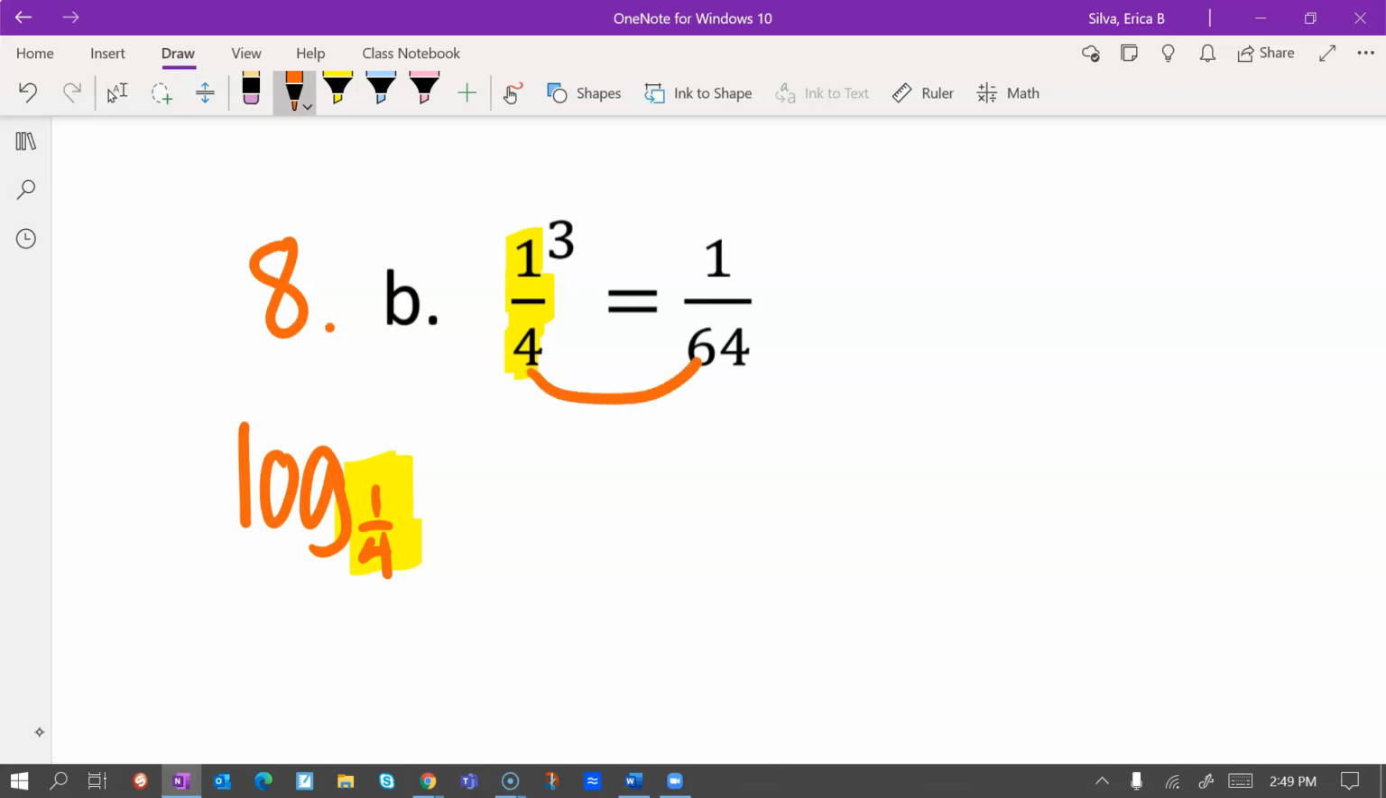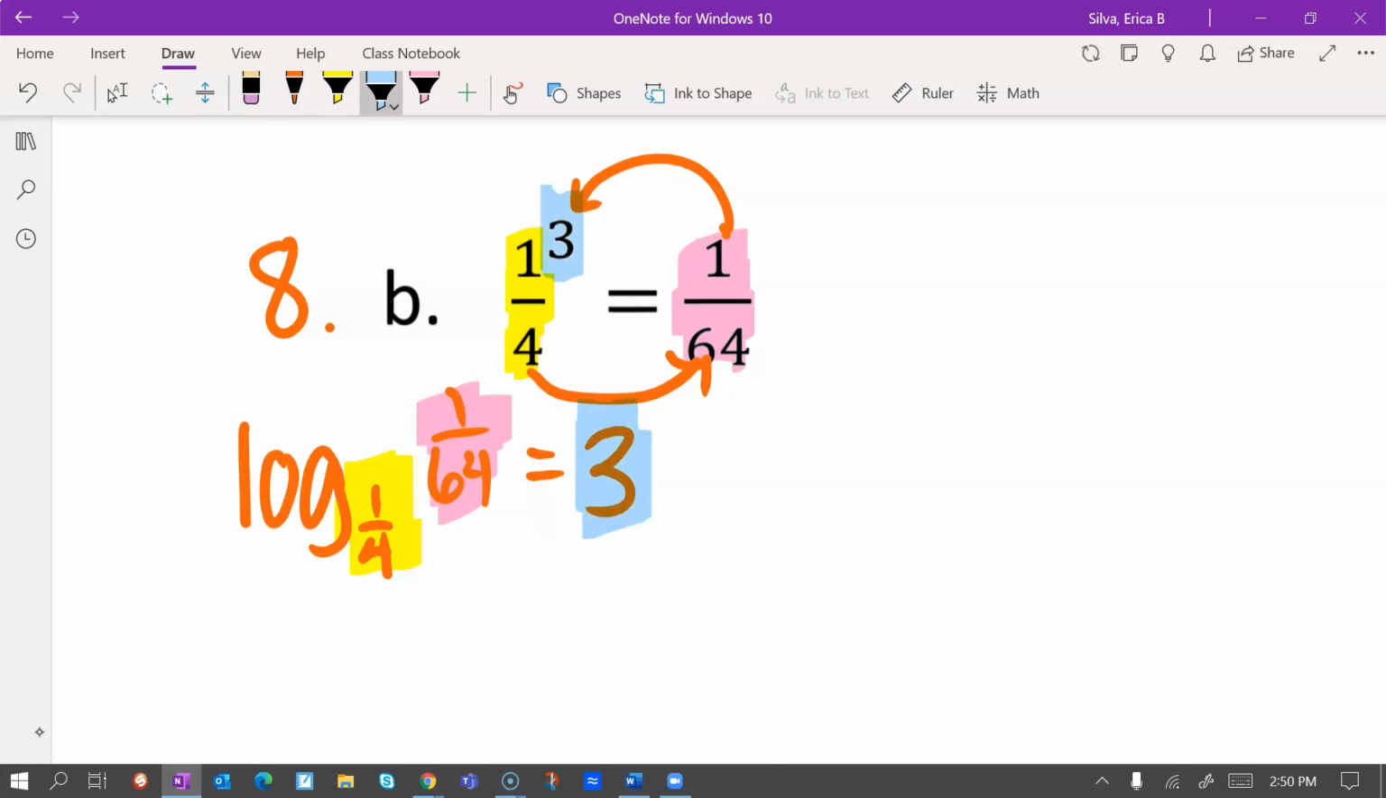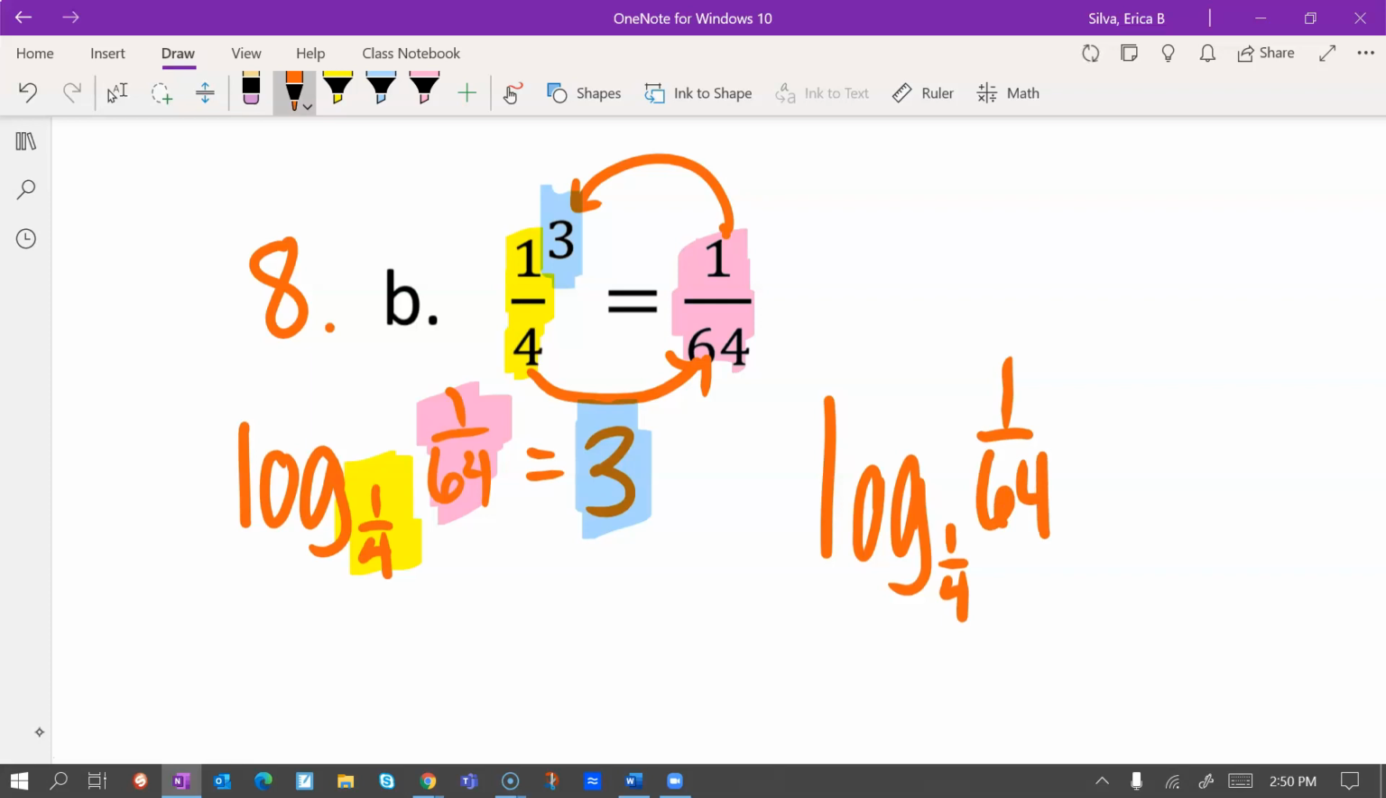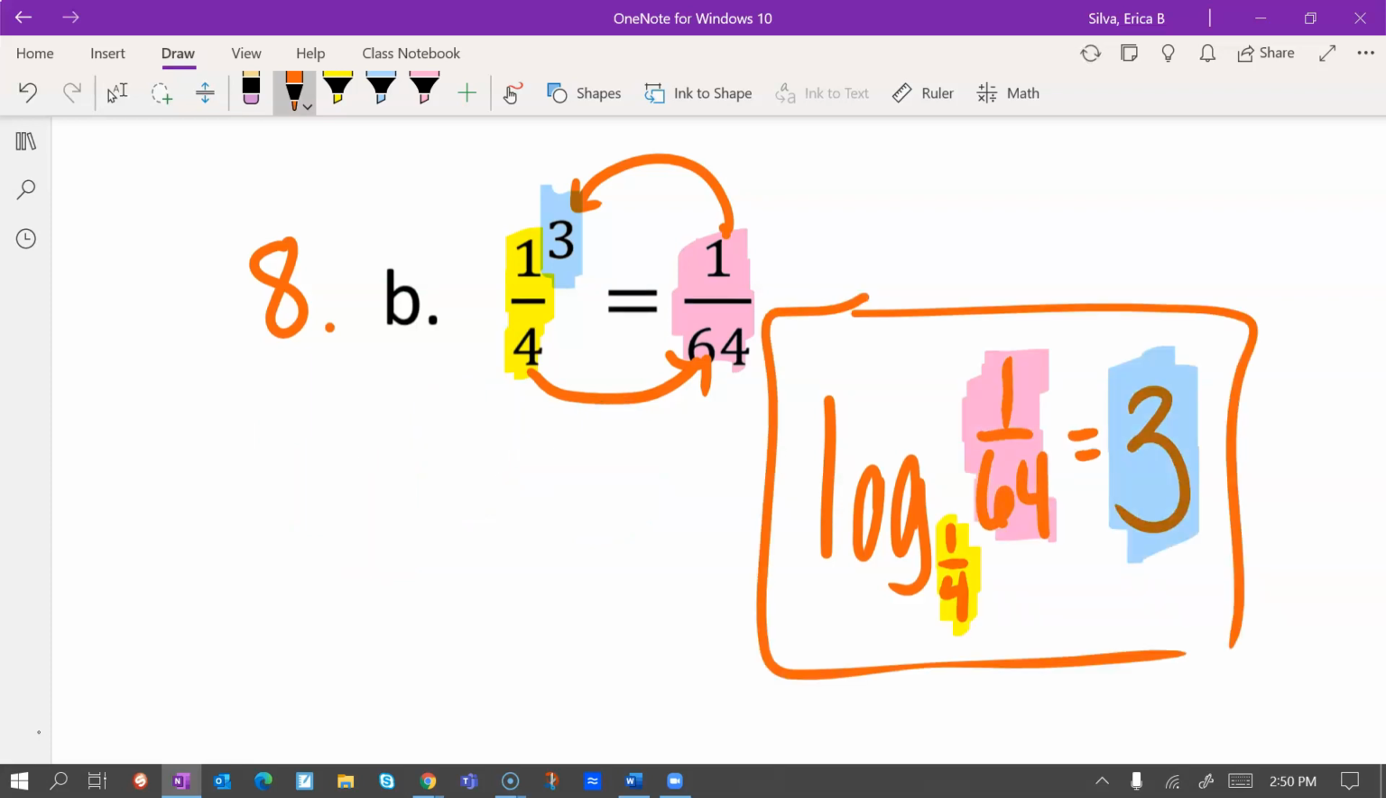And then again, we go to the other side of the equal sign. That's going to be my big number here. 1/64 is equal to, and then we bring it back over here to the exponent of 3. Let me write it out here. So we've got log base 1/4 of 1/64 is equal to 3. All right, let's go ahead and go to number 9.